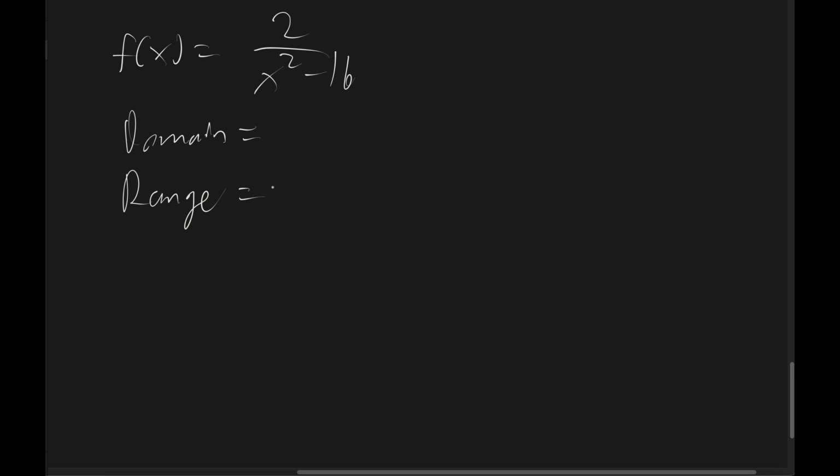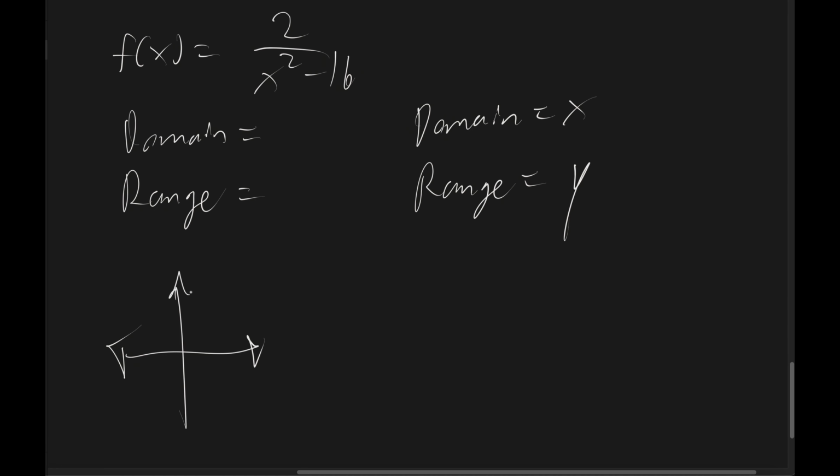So our next problem states that f of x is equal to 2 over x squared minus 16, where we need to figure out exactly the domain, then the range as well. As we know, domain refers to all real values on the x-axis, and range revolves around all the values of the y-axis. I'm going to draw our axes at the same time.